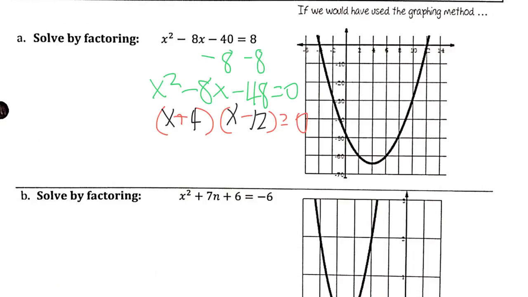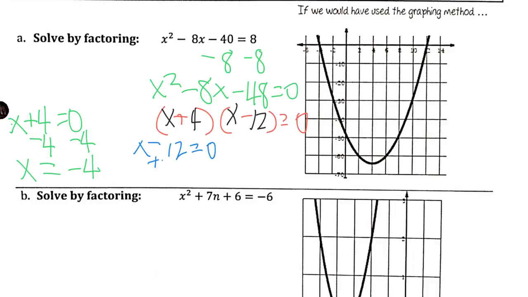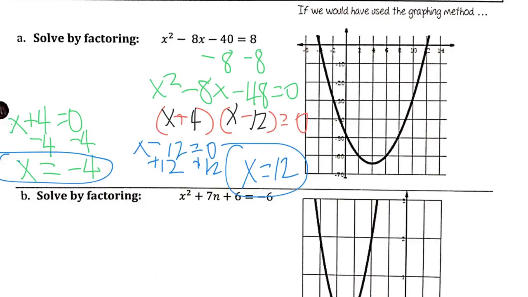Then when we solve each of these and set them equal to 0, we get x is equal to negative 4 and x is equal to 12. And if we look, we have x is equal to 12 right here, and x is equal to negative 4 over here if we would have used the graphing method.